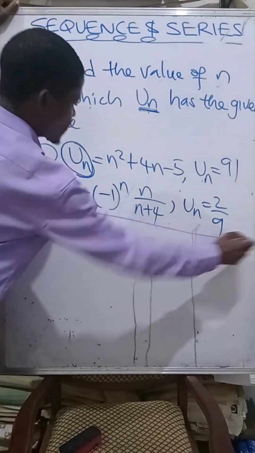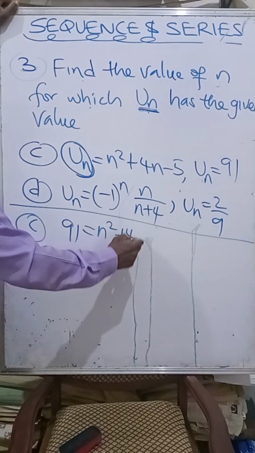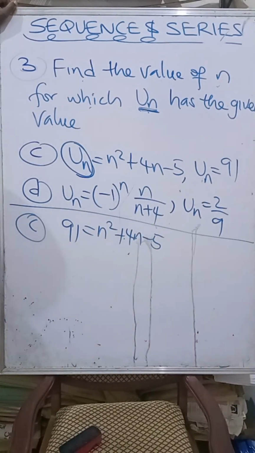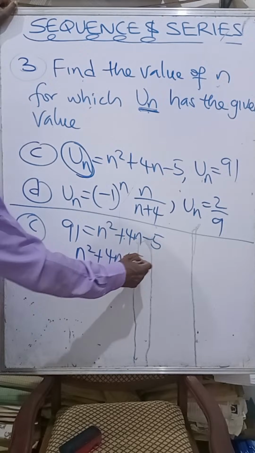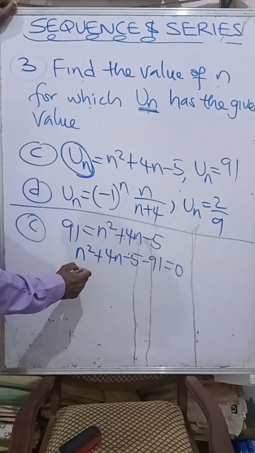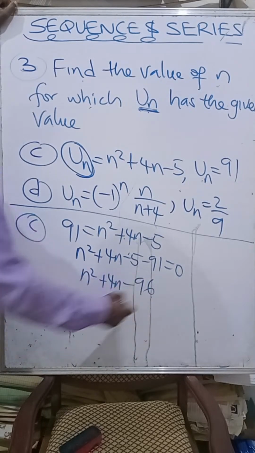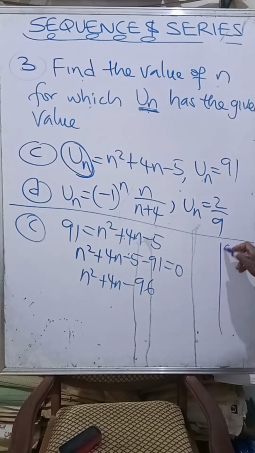So that's the solution for C equal to n squared plus 4n minus 5. So we can bring the quadratic equation together. That will be n squared plus 4n minus 5 minus 91 equal to 0. That will be n squared plus 4n minus 96, since minus 5 minus 91 is minus 96. So we can find the factors of 96.